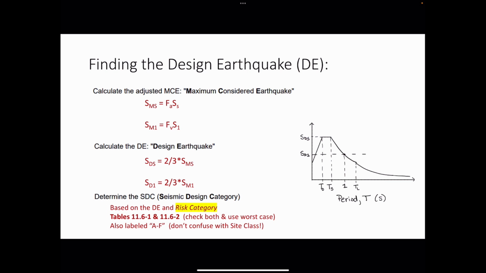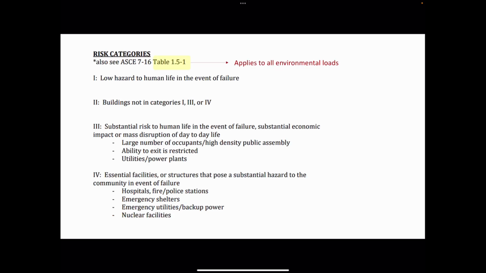So I got to explain risk category. That's why I don't have them yet. All right. Risk category. You can find some information on the first page of your handout, right? So that's the very first table in the environmental loads handout. This is something that applies to all environmental loads, not just earthquakes. I'm going to explain it a little bit more clearly than what's shown in your handout.